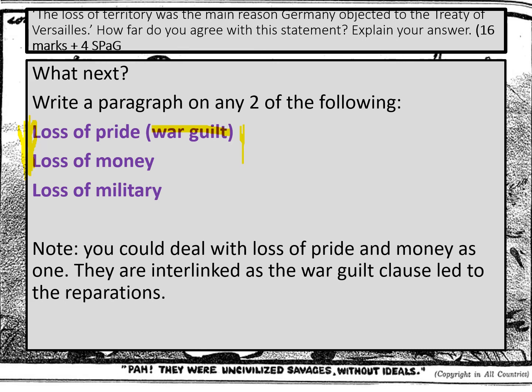Loss of military. So you could cover maybe just 2 of them. You could deal with them separately if you wanted to, or you could actually deal with all 3, as long as you're dealing with pride and money, if you were going to do all 3 in one paragraph. So you could deal with loss of pride and money as one. They're interlinked.